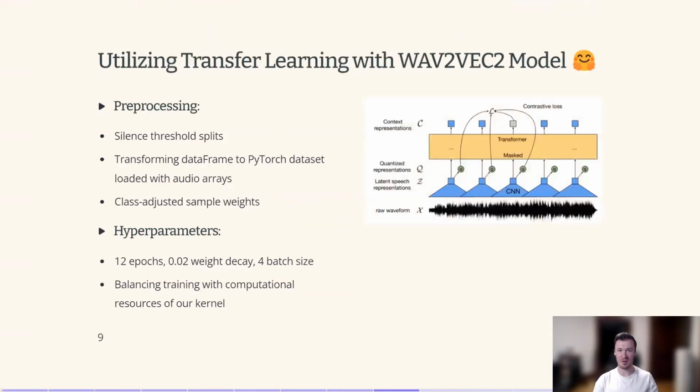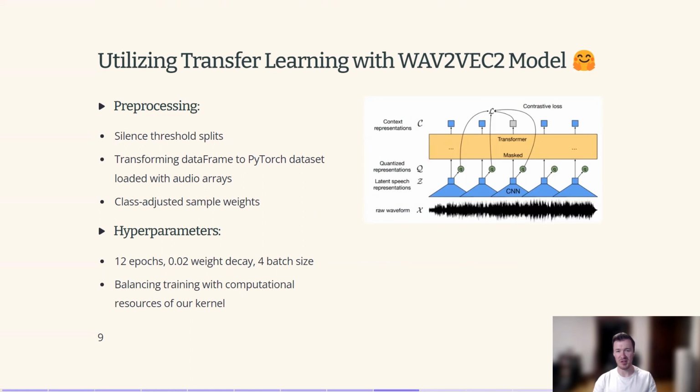We thought to ourselves, could we do better? Could we improve on the performance? We decided to try a transfer learning pipeline and then to compare the results. For the pre-processing, we still utilized the silence threshold splits. We also had to transform the data frame into a PyTorch dataset with the actual audio loaded. And we also used class-adjusted sample weights, so if there is any sample imbalance in the future, it is handled in the pipeline.